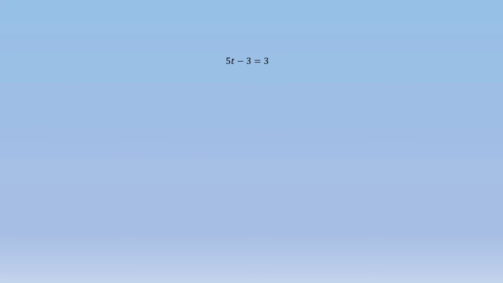Let's take another example here: 5t minus 3 equals 3t minus 5. Here we see that variables as well as constants are on both sides. So first step, we need to transpose the variables to one side and the constants to the other side. We transpose minus 3 to the right hand side, so we get plus 3, and we transpose plus 3t to the left hand side, we get minus 3t. So our new equation is 5t minus 3t equals minus 5 plus 3.